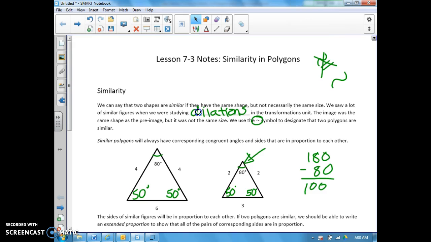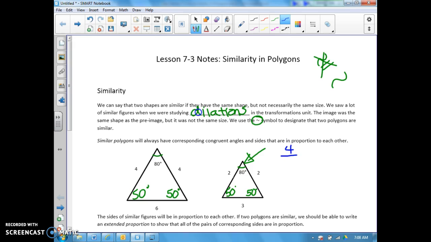Now let's look at the sides. I want to see if the sides are proportionate to each other. So, looking at this, I've got one side length 4, and it corresponds to side length 2. I've got another side length 4 corresponding to 2. And I've got a side length 6 corresponding with 3.